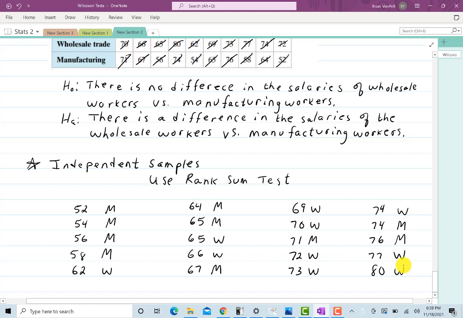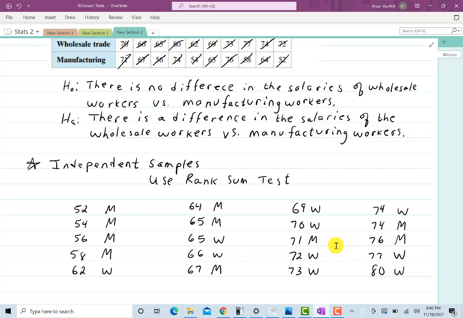So as I look through these numbers, you can see that the M's kind of dominate the early times, and the W's seem to dominate the later times. So if I had to guess, I think that it's possible that the W's are being paid more, but this is a two-tailed test, so we just want to know if it's different.